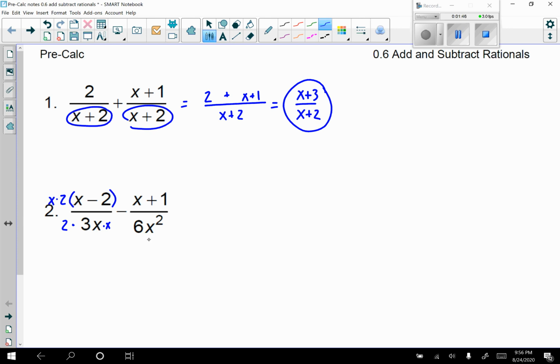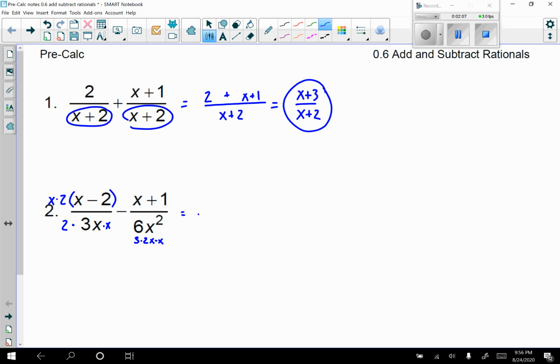That's really looking at the factors. 6 is a 3 times 2, and x squared is x times x. So this one had the 3, it needed the 2. That's where that really comes from, and we'll use that later. This one had two x's. This one has one. It needs another one. So you have to do the same thing to the top and bottom of the fraction to keep it balanced.